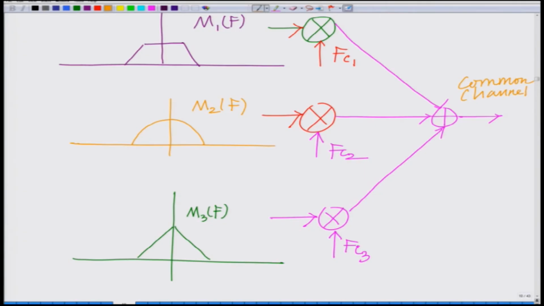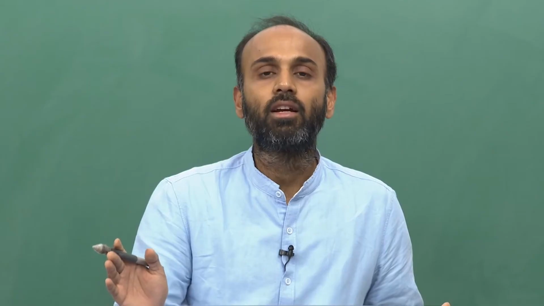channel. Okay. So, what I have done is I have taken the first signal with spectrum M1F, and translated this to the carrier frequency FC1. I have taken the second signal, spectrum M2F, translated it to a different carrier frequency FC2. Third signal, translated it to a different carrier frequency FC3. So on and so forth. I can keep adding number of signals as long as I am translating them to different carrier frequencies, finally combine them to form a composite signal and then transmit them over the common channel.